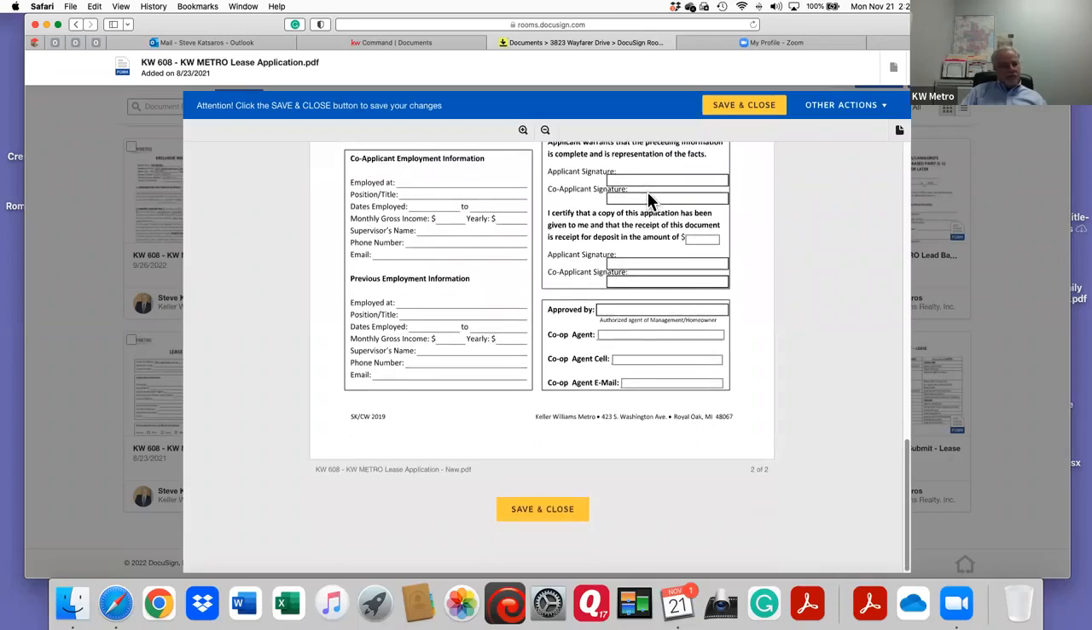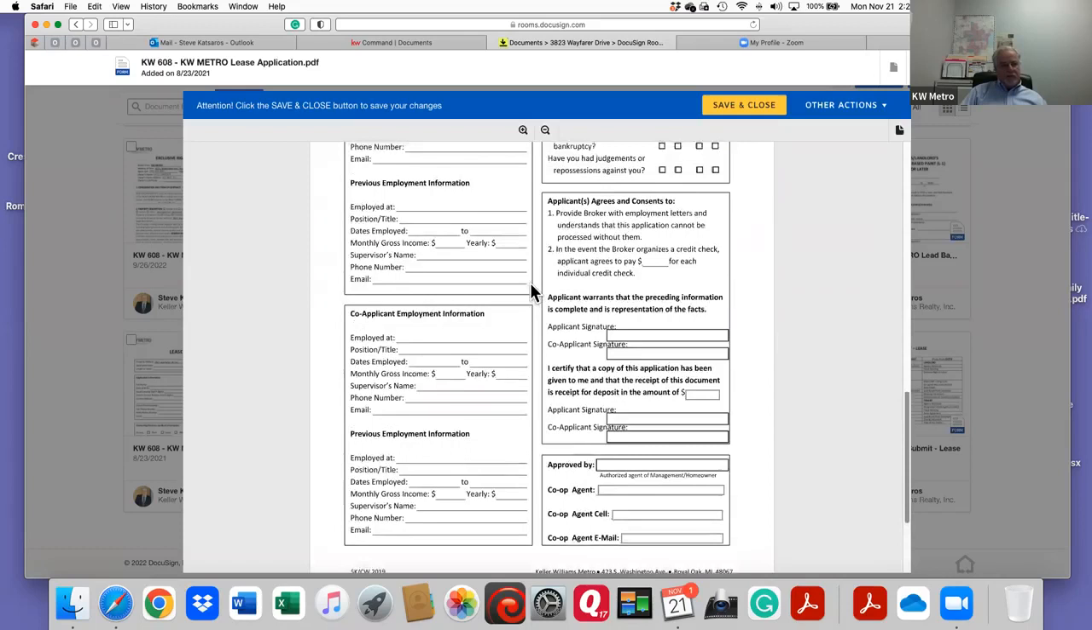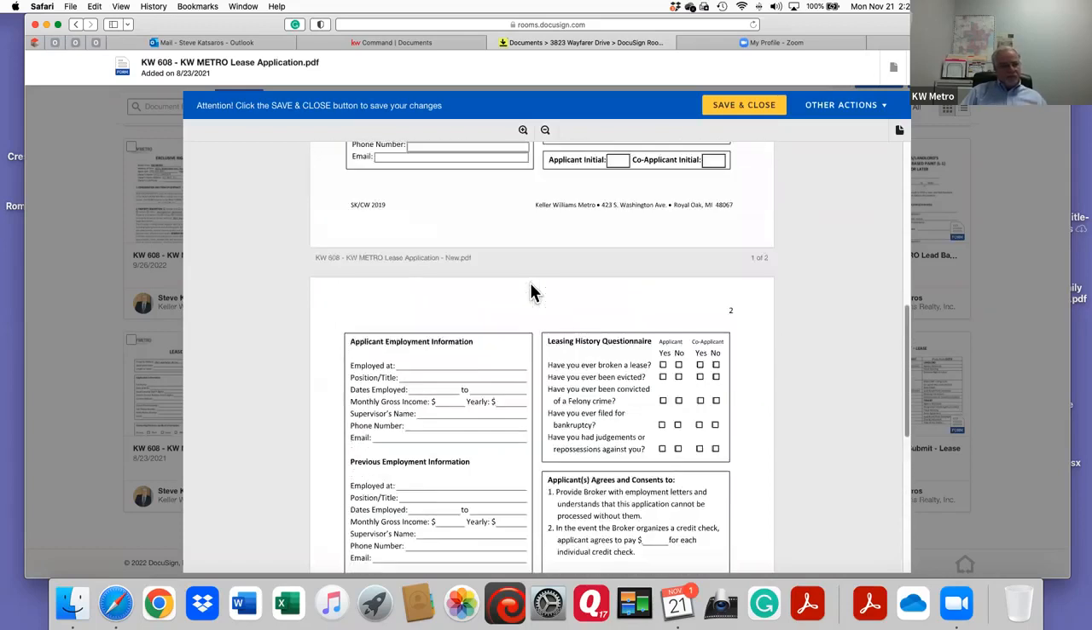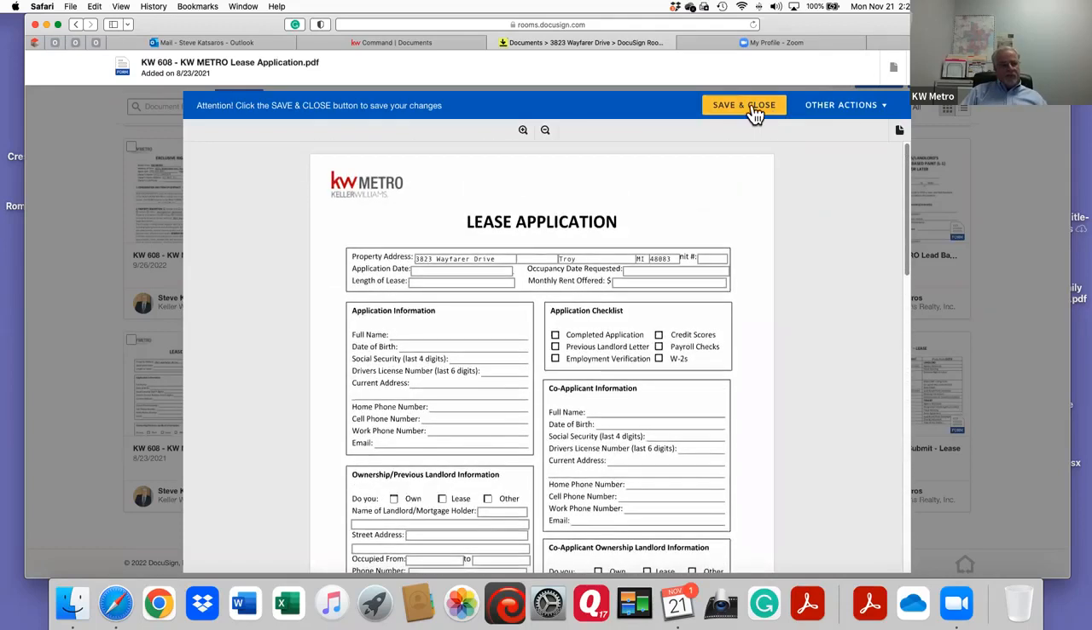This is between the landlord and the tenant. That's why I'm not a huge fan of these applications, because they have a lot of that person's personal information, how much they're making, all that kind of stuff. That's up to the landlord. But it's here in case you need it.